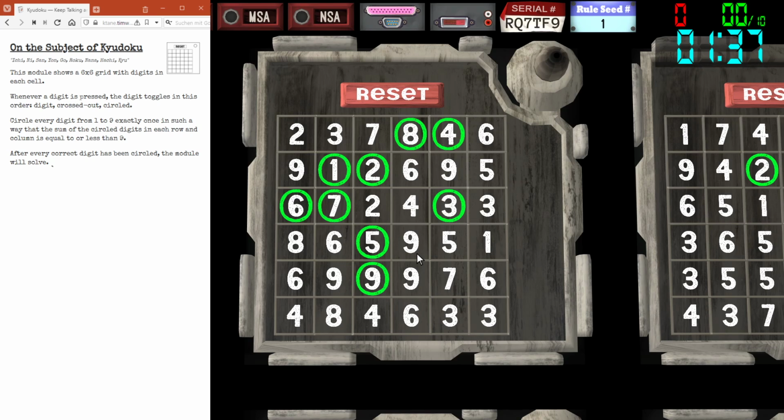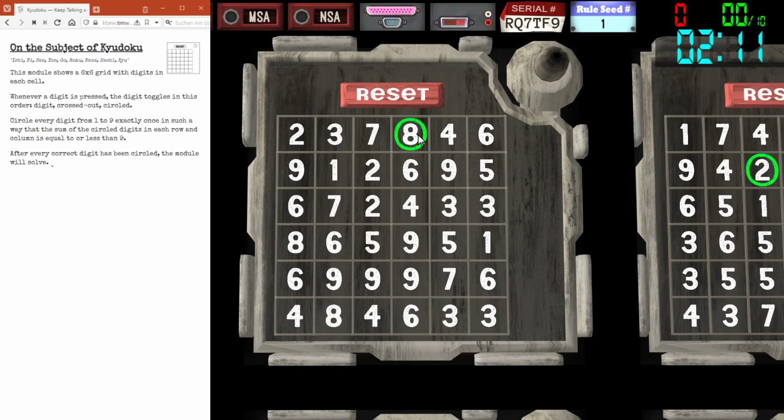But the second statement tells us that there are some constraints, namely that each row and each column cannot have circled digits in such a way that the sum of the circled digits is greater than 9. Now we already have this in the very first row. We have 8 plus 4 is 12, so we are greater than 9. So this wouldn't work. So let's see if we can deduce something from this.